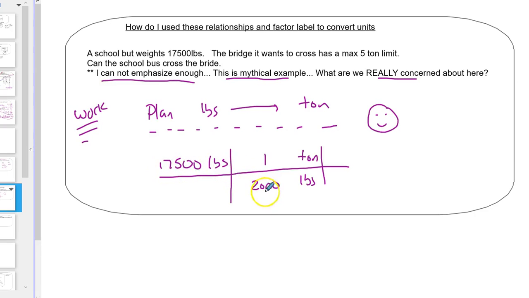So 17,500 divided by 2,000. Pretty common weight for a bus. 17,500 divided by 2,000, and I have 8.75 tons. Now keep in mind, top you multiply, bottom you divide. So check that to make sure you're getting that process correct. So sadly, you're probably not going to want to drive across that bridge with this bus. Alright, let's try another example.